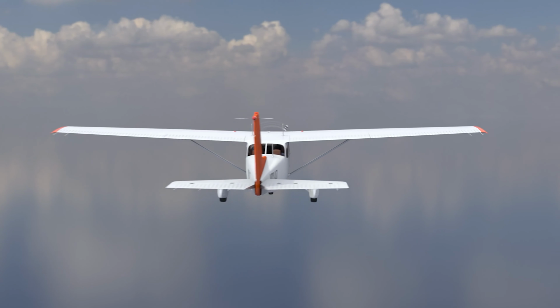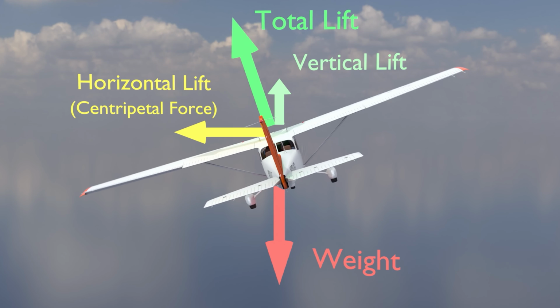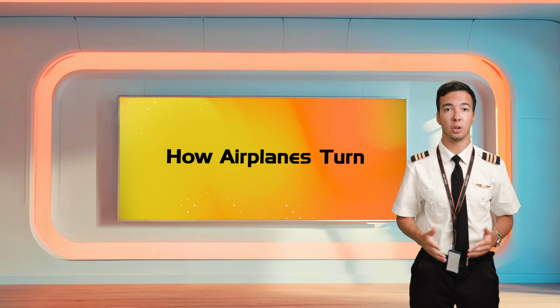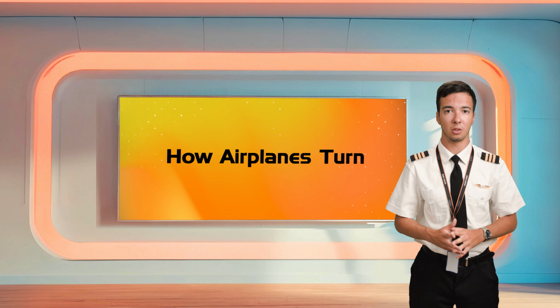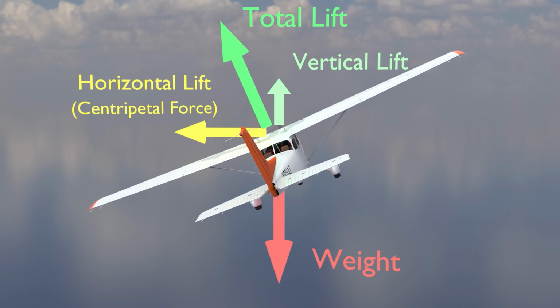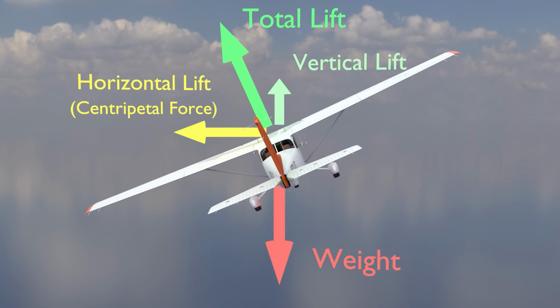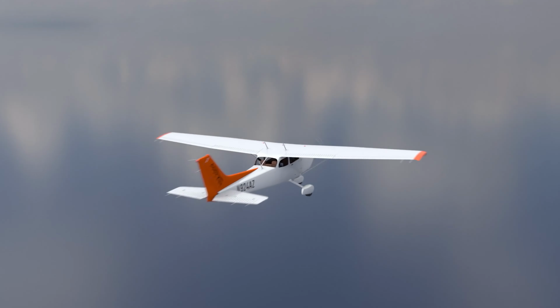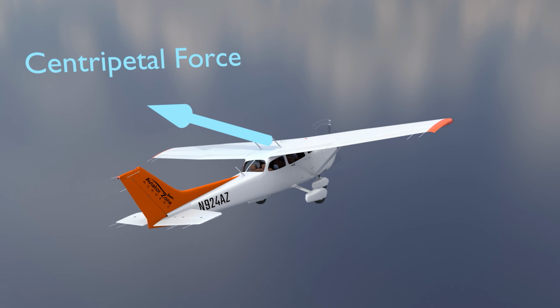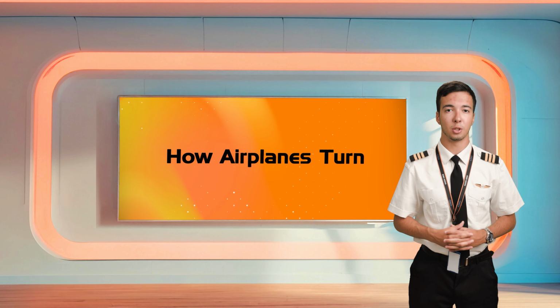Here's why that works. Lift always acts perpendicular to the direction of the airflow. In straight and level flight, the wings are level, so lift points straight up, opposing gravity. The moment you bank, the lift vector tilts with the wings. Now lift isn't purely vertical anymore. It splits into two components. One still fighting gravity, which is the vertical component of lift, and one pointing sideways towards the center of the turn. This is the horizontal component of lift. That horizontal component is your centripetal force in the turn. That's what turns the airplane. The steeper the bank, the stronger that horizontal pull, and the tighter the turn.